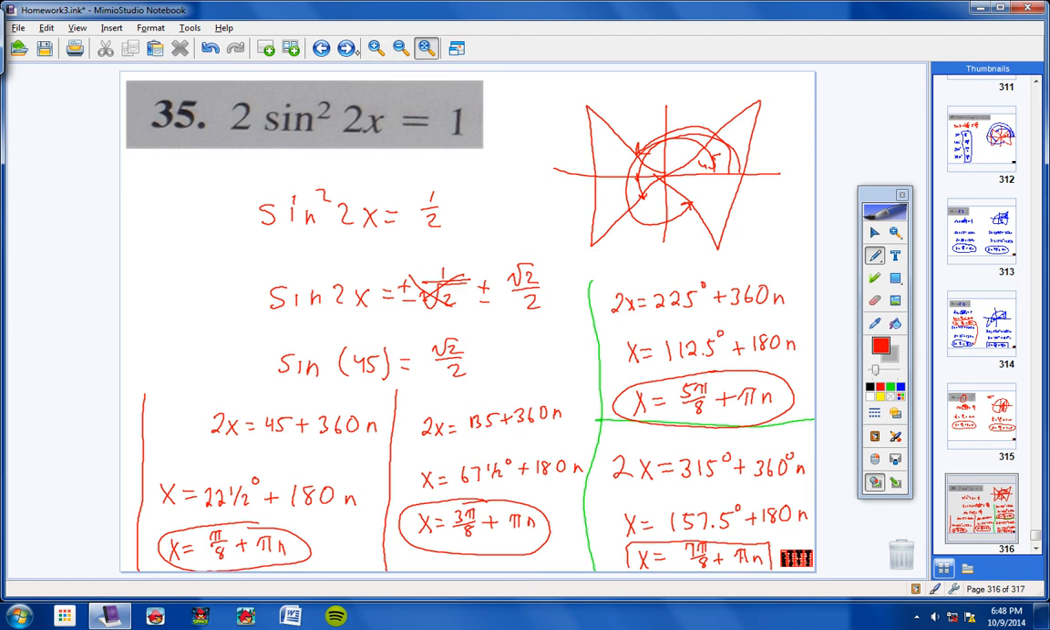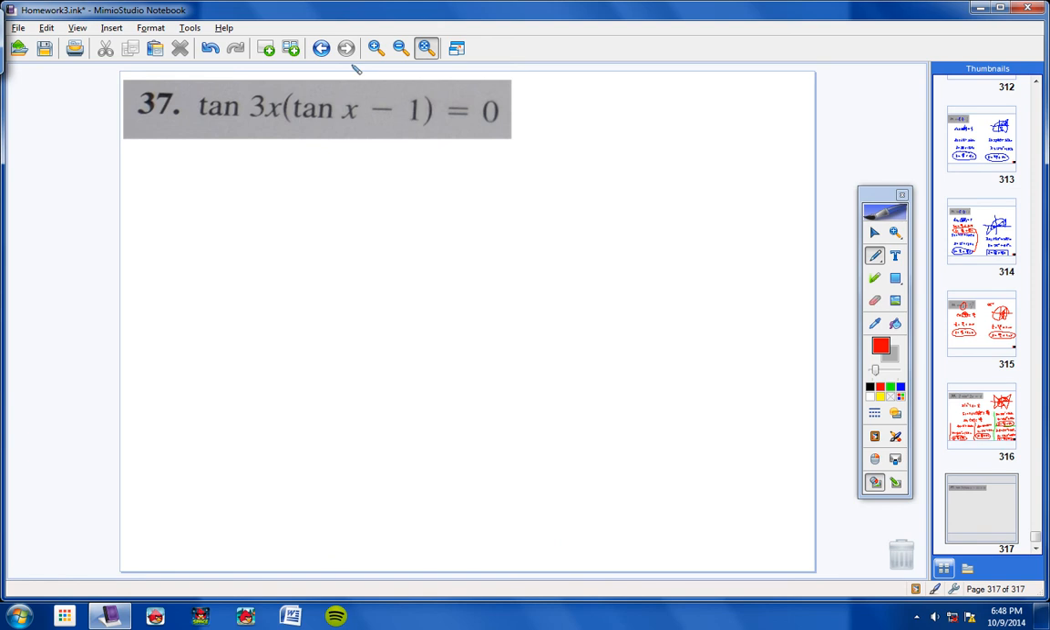Okay, alright, number 37. This one will be a little bit of a pain, but we'll be okay. Here we go, number 37. Actually, I better check number 35 in the book real quick and make sure that we got that right. And it looks like we did, so yes, we're doing good. Okay, number 37.